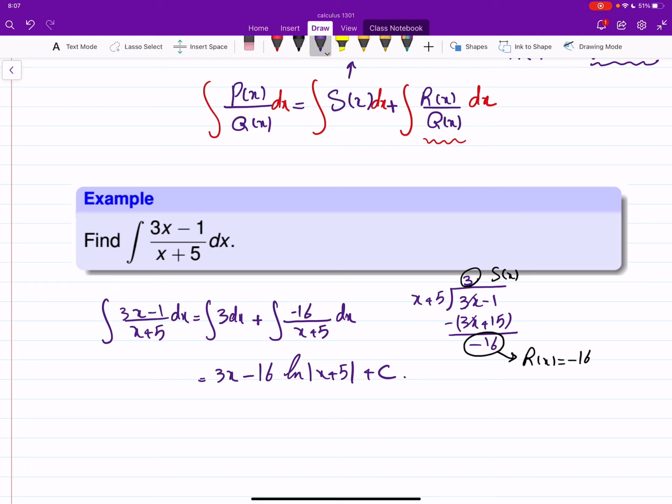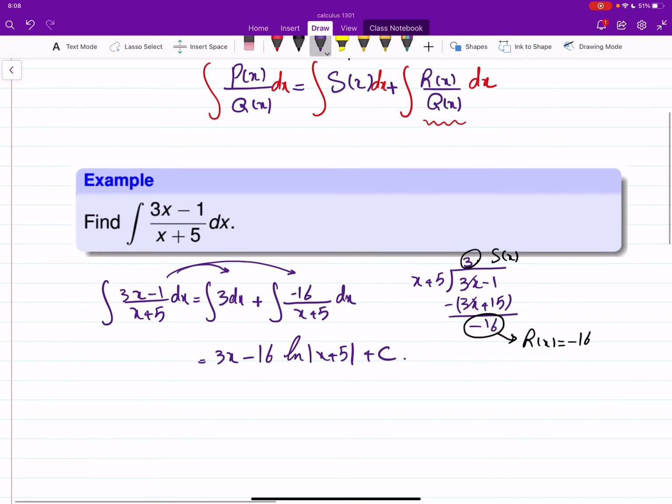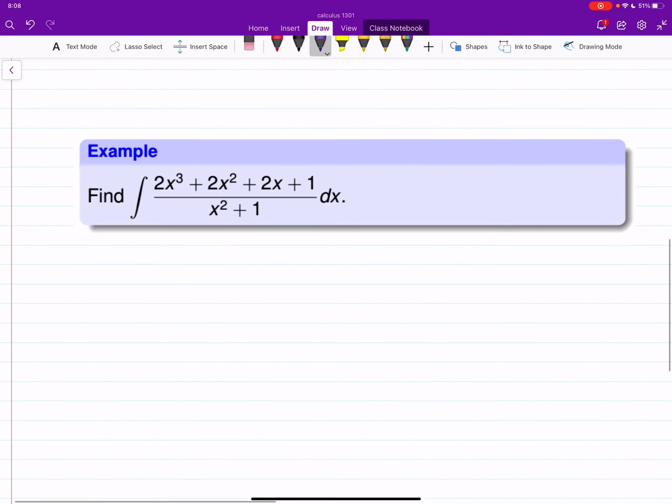That's what we need. So I first applied long division and generated a new rational function together with a polynomial, but the new rational function has the degree of the numerator less than the degree of the denominator. And then we can integrate. At least in this case, the new rational function is a partial fraction. Okay, let's do one more example here.